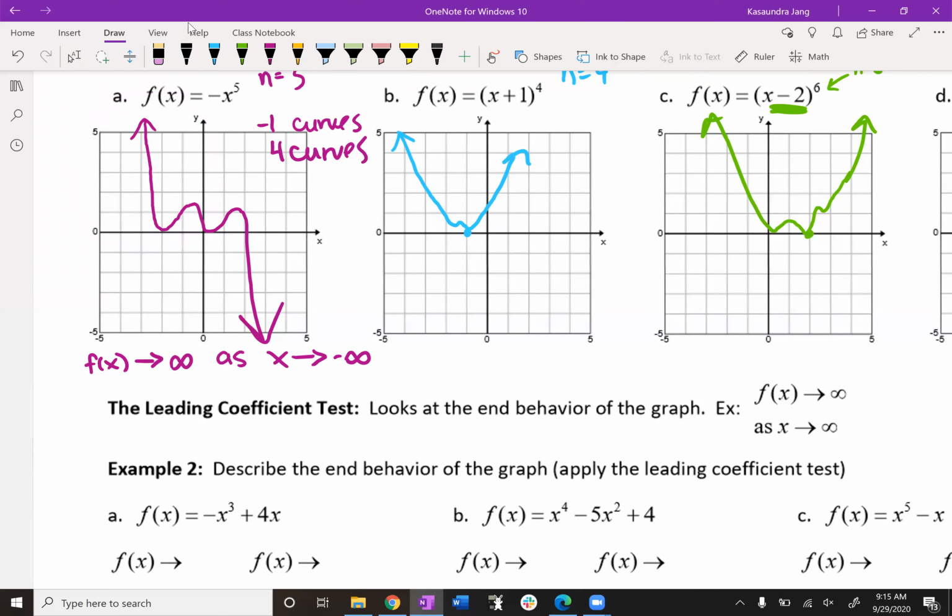I have two ends though. I have the left end and then I've got this right end of the graph as well. My f of x, or my y values, are going toward negative infinity, like my y's are going down, as the x goes toward positive infinity, as my x's go to the right. So it's saying I'm going down as I go to the right. Okay, so that did describe both ends. The only part that can change on another graph is either a positive infinity or a negative infinity.